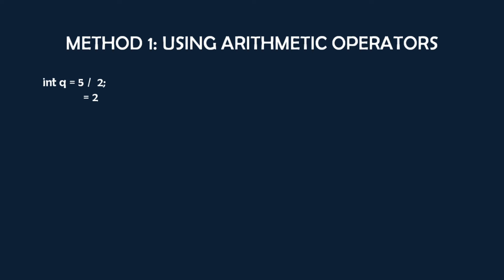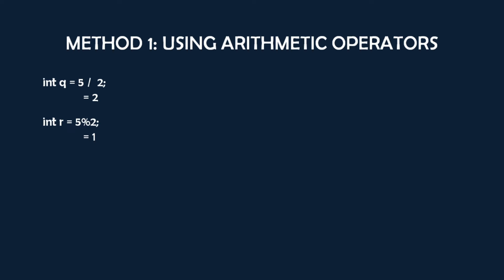We have here a variable q to which we assign the quotient of 5 divided by 2. This is the basic method of getting the quotient because of the slash operator. So 5 divided by 2 is 2.5. Since we declared our variable as an integer data type, we only get the integral value of 2.